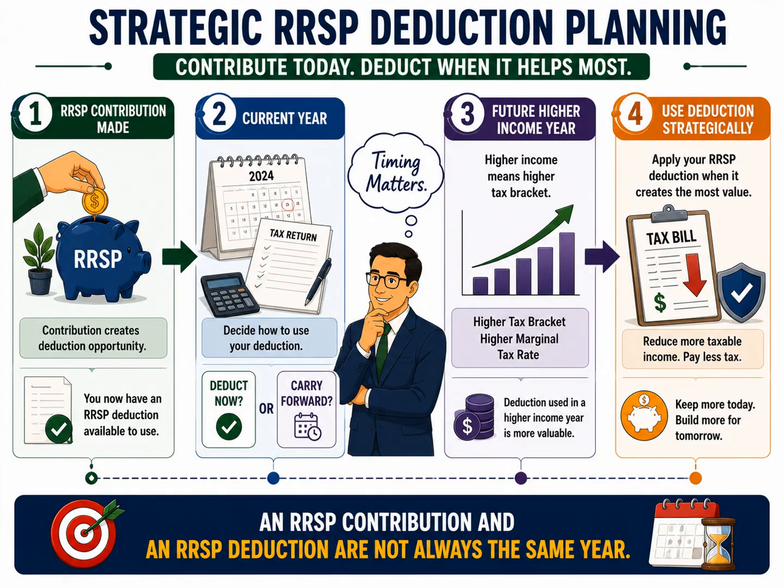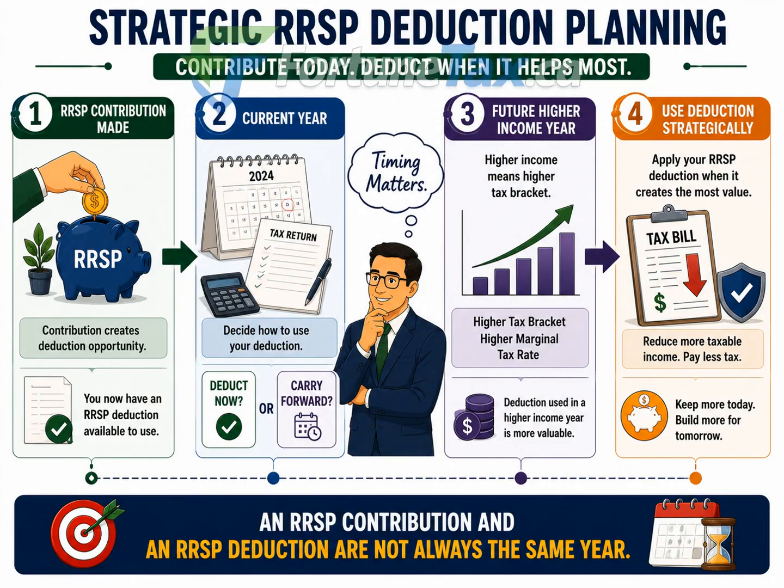Instead of automatically claiming the deduction immediately, the advisor chooses the timing that produces the greatest benefit. The deduction is applied when it creates the most meaningful reduction in taxable income. This approach helps maximize the value generated from the RRSP contribution. The result is not just a tax deduction. It is an optimized tax deduction, and that difference can be significant over time.